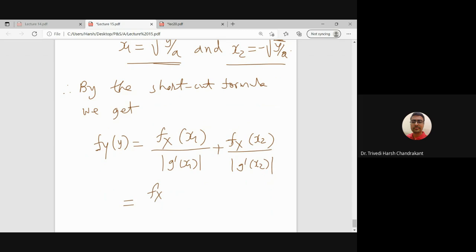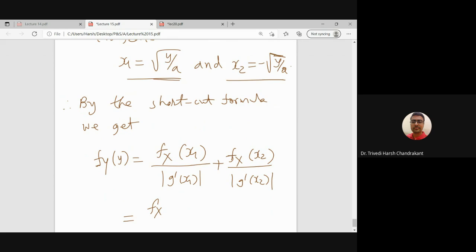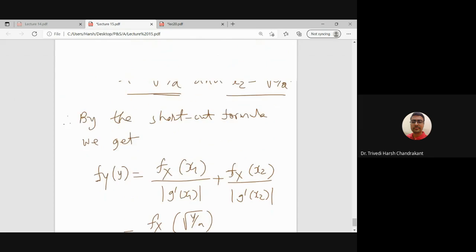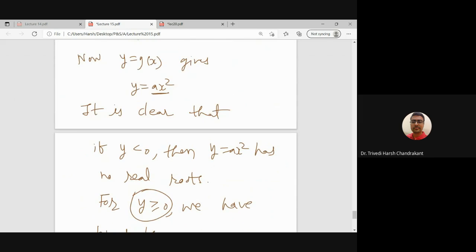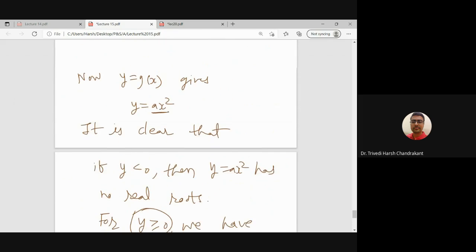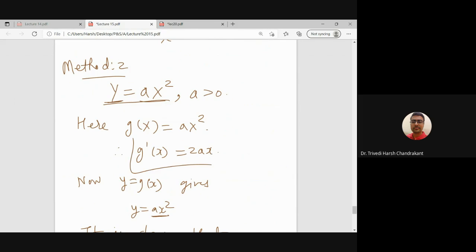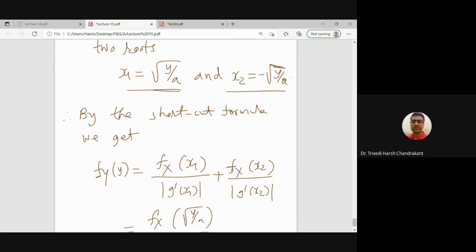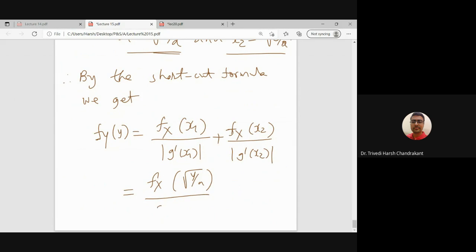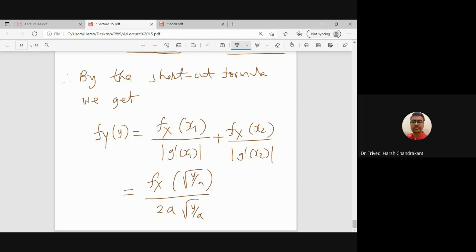So we don't know what is fx. That depends on which random variable x is given. But the roots we know, and we know g. So let us substitute that. That is, root y by a divided by g dash, which is 2ax. So let us substitute 2ax here. So that is 2a x1, its modulus, and x1 is root y by a. Since a is positive, this is also positive, so modulus we are not writing.